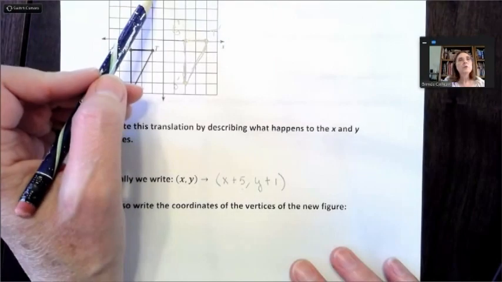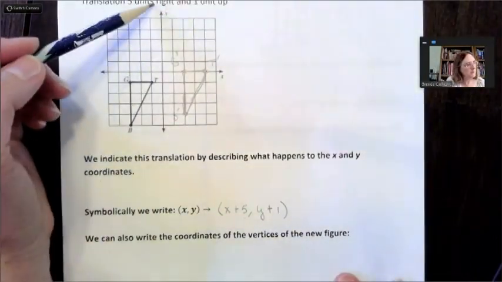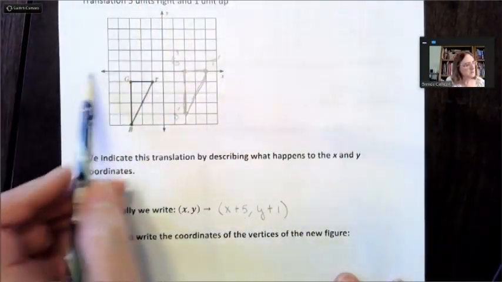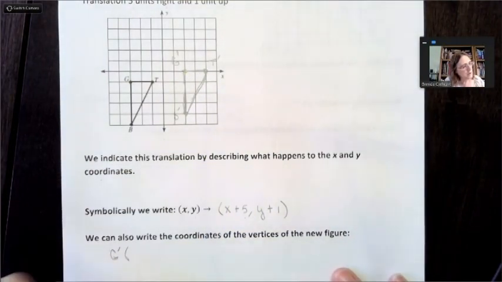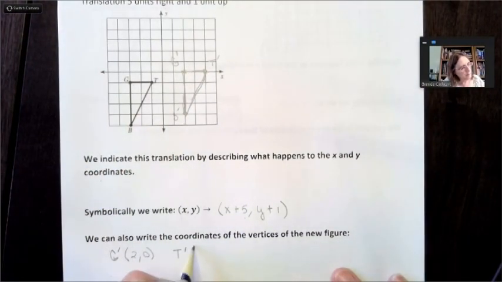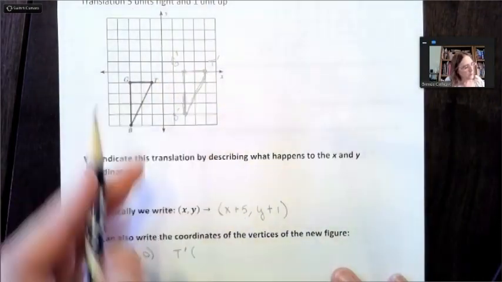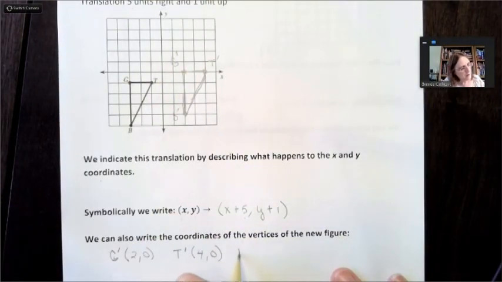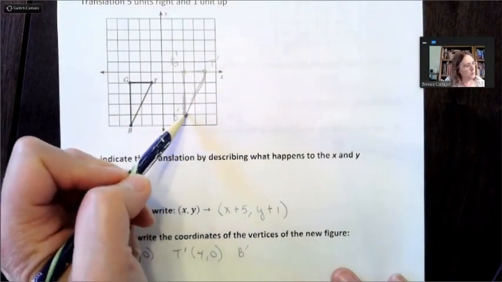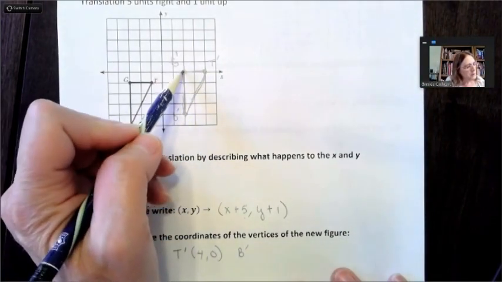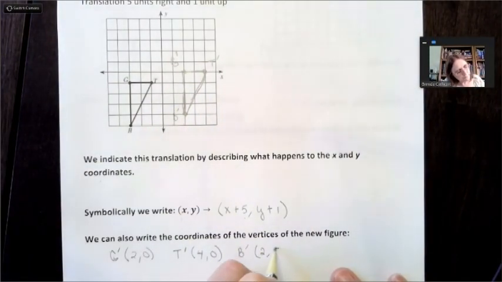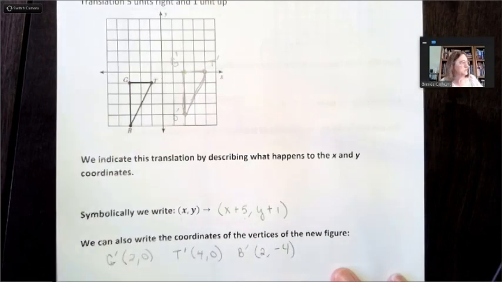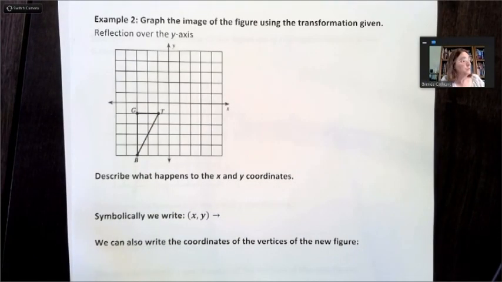So as we look at the coordinates of our new figure, we have our x and our y axis. Our new figure, starting with G, we have G prime is the ordered pair (2, 0). T prime is the ordered pair (4, 0). And going around, B prime is the ordered pair (2, -1). That's a translation. And now let's take a look at a reflection.